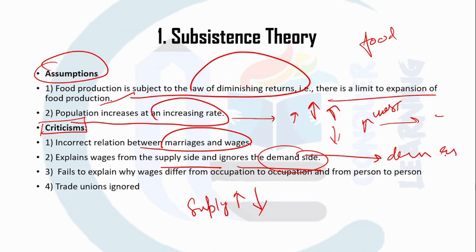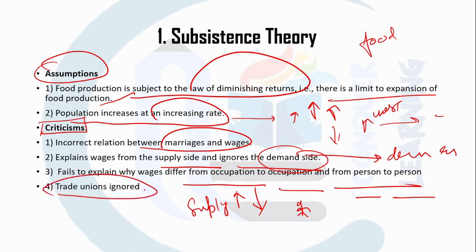What is their demand, how do they want the people? It has been ignored. It fails to explain why wages differ from occupation to occupation and from person to person. Every person has different skills, different abilities, every occupation is different. So why are wages differing? Trade unions are ignored here.